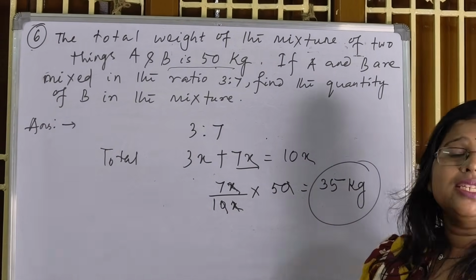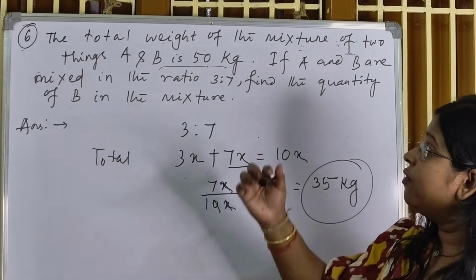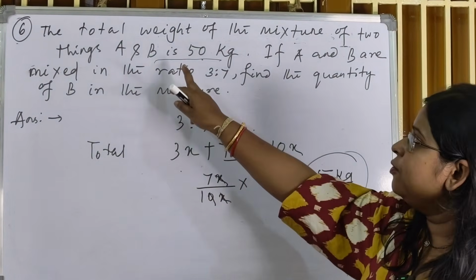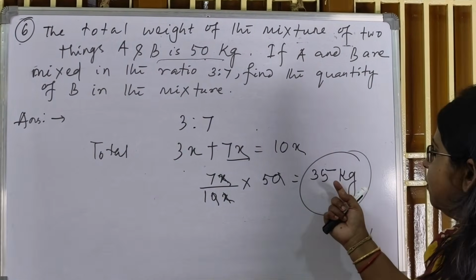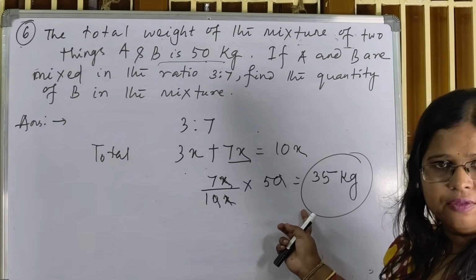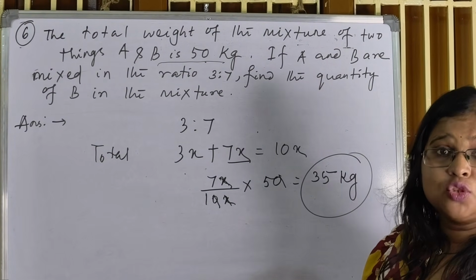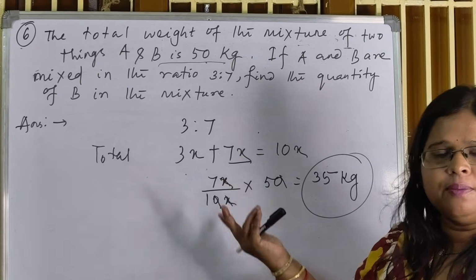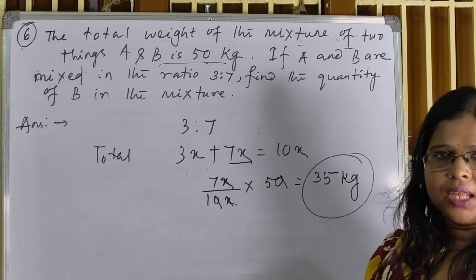So if another question is given to you, find out A's answer also. If my total weight is 50 and we have found B's quantity is 35, how will we get to know A's quantity? We will simply subtract it. 50 minus 35, that is 15, right?